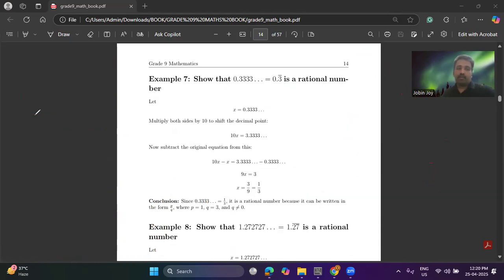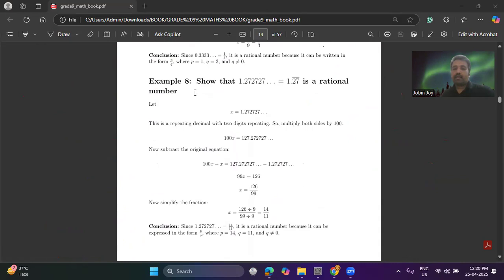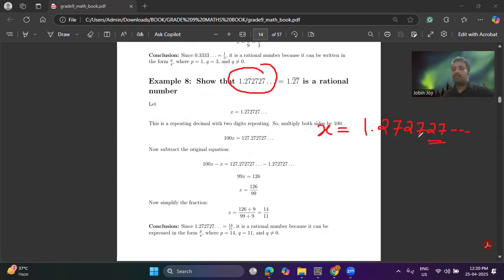I'm explaining one more problem. Here we have the number 1.272727, etc. That means this 27 is repeating, so two numbers are repeating. So first I am writing x equal to this number. This is equation number 1. Then I am multiplying this not by 10. In the previous problem I multiplied by 10 because only one number was repeating. In this case, two numbers are repeating. So I am multiplying with 100.